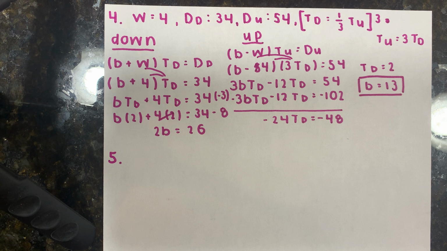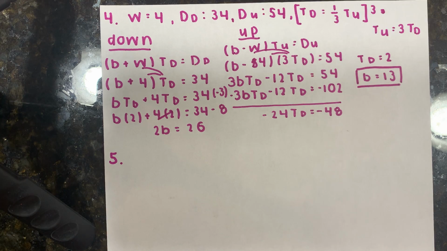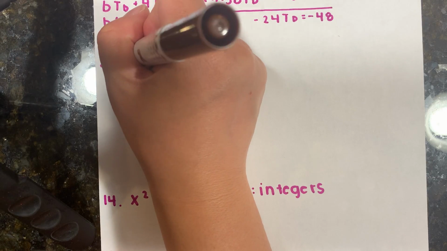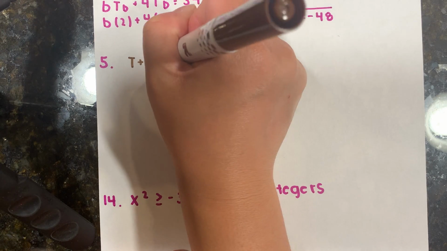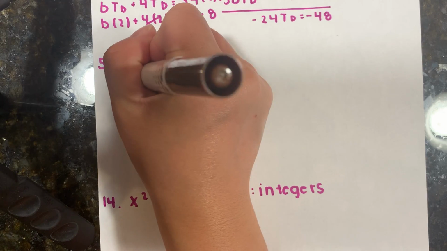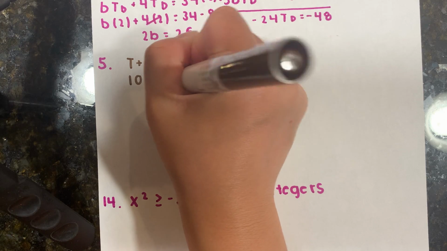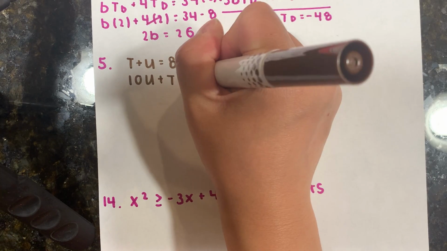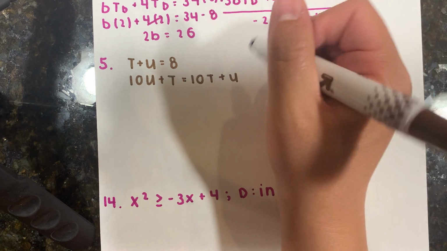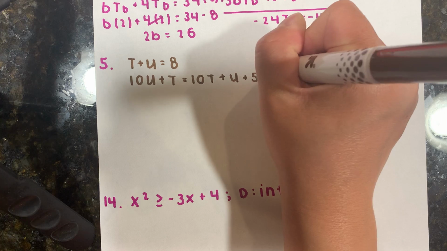Now the last word problem we're going to look at is number 5. It says the sum of the digits of a 2-digit counting number was 8. If the digits were reversed, the new number would be 54 greater than the original number. What was the original number? So number 5 would be t plus u equals 8. When the digits are reversed, that would be 10u plus t equals the original number, 10t plus u, but it says 54 greater than that, so it'd be plus 54.